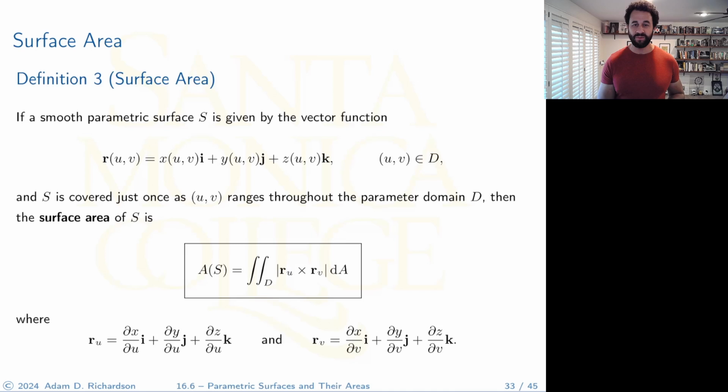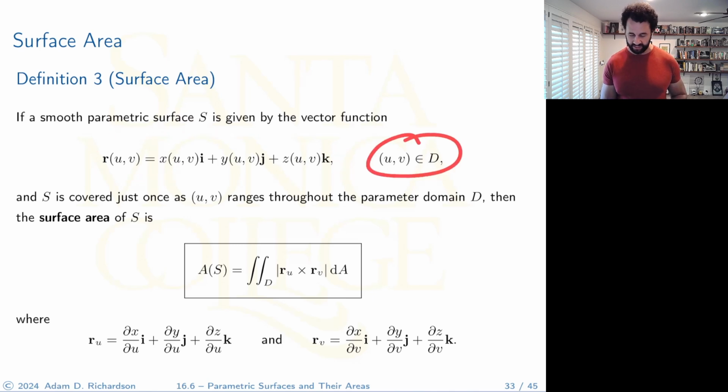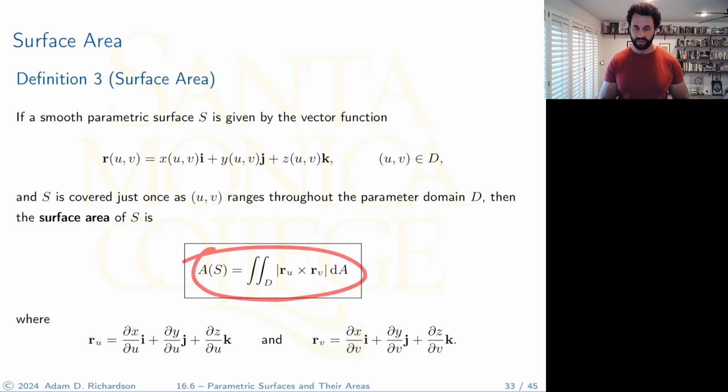So take the limit, make the partition more refined, and we get a definition of surface area that is really elegant. It's very beautiful. So here we go. Suppose you have a smooth surface S given by this vector function defined on some parameter domain D. And we're going to assume that S is covered just once as (u, v) ranges throughout the parameter domain D. So you're not going back and forth over the surface, right? Just once. Then the surface area of that surface is given by this double integral.